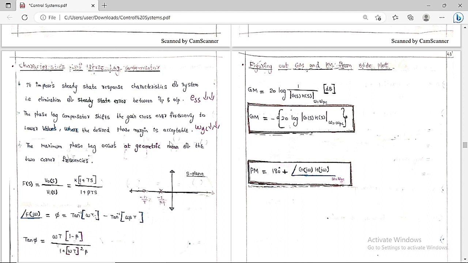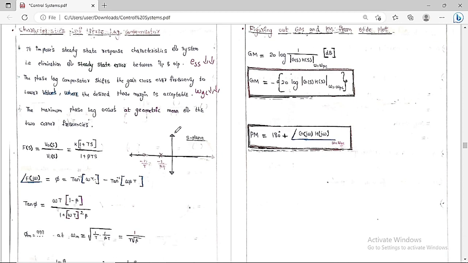And the maximum phase lag occurs at the geometric mean of the two corner frequencies. Same thing as before: there also the maximum phase lag angle occurs at the geometric mean of the two corner frequencies. Here also the maximum phase lag is going to occur at the geometric mean of the two corner frequencies.